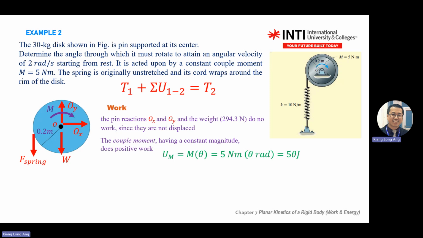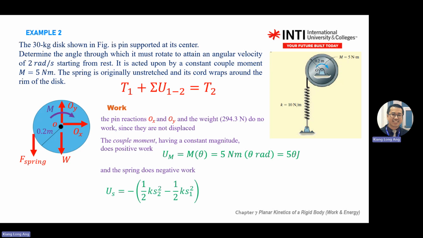Then you consider moment. Again, work done by moment is moment multiplied by the angle it rotates. So this one, it rotates 2 radian, 2 radian per second. But this one is with angular velocity. We don't know the angle. We want to find the angle. The question asks us to find the angle. So this will be the missing parameter. But it's in radians. Just be careful on the radian.